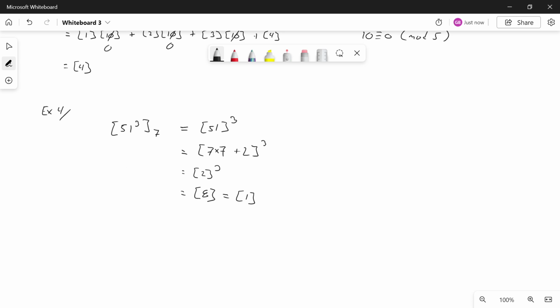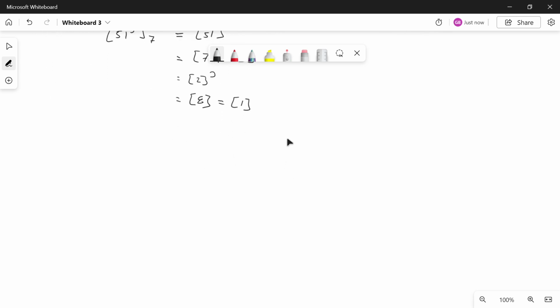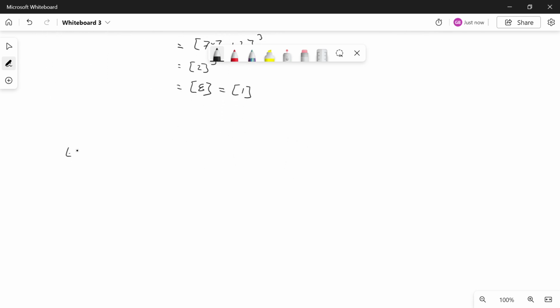All right, and last one here. Example 5, I want to simplify 7 to the 100 modulo 6. So 7 to the 1,000, sorry, or 100, not 1,000, modulo 6. Wouldn't matter if it's to the 1,000 or the 100. The calculation is just going to be as easy. So the first thing I want to do, whoops, that 6 should not be there. It's not an exponent, it's a subscript for being mod 6.